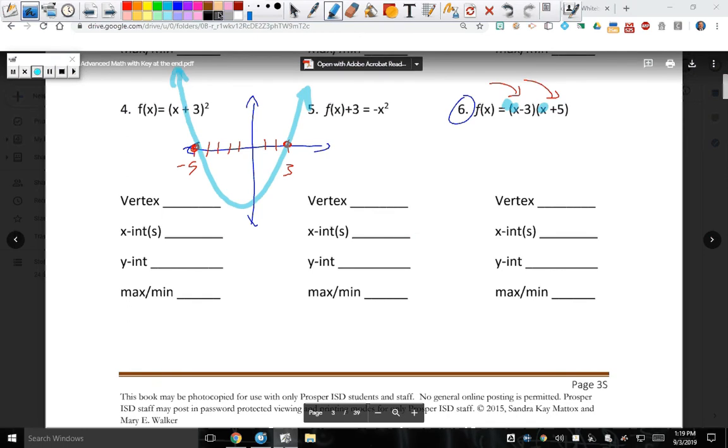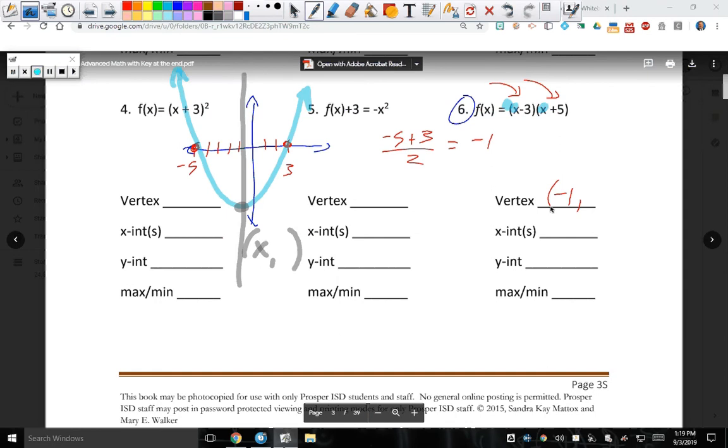And if I asked you guys, can you tell me what this x value is right there? What would you do to find that quickly? Add the two up together and divide by 2. So you have negative 5 plus 3 divided by 2. Anyone, is what? Negative 1. So negative 1 is going to be the vertex.